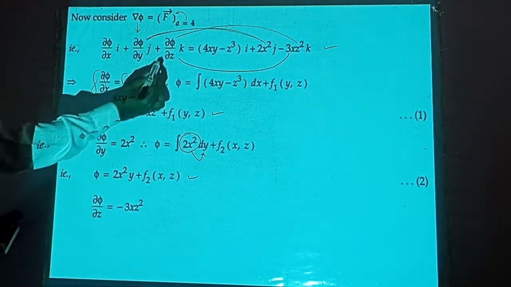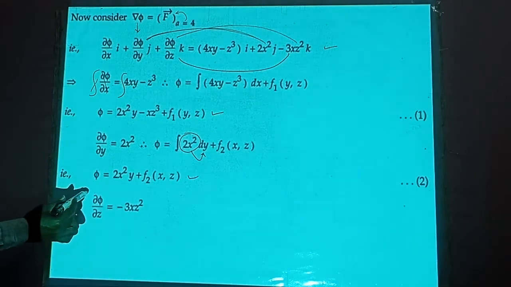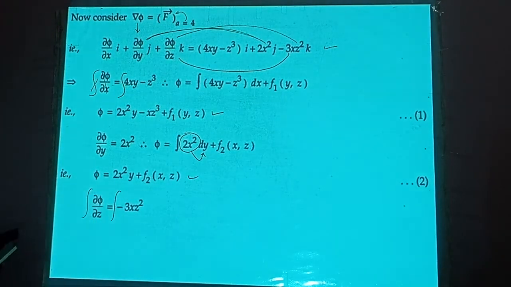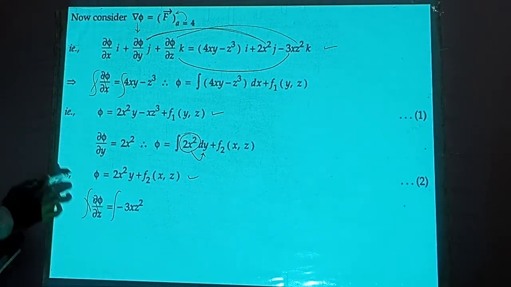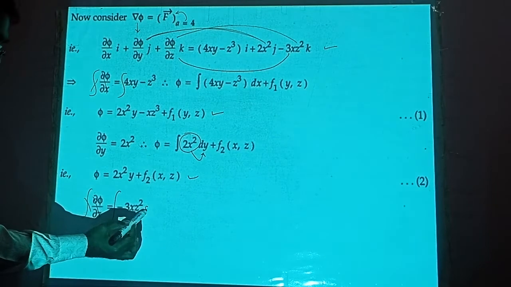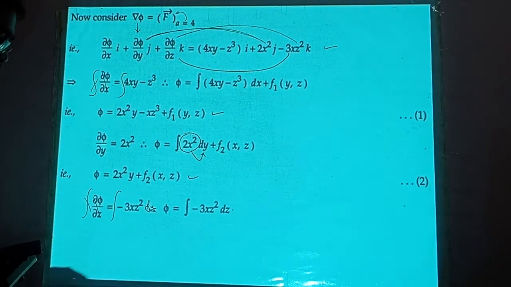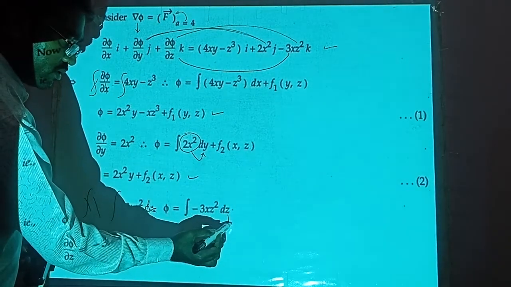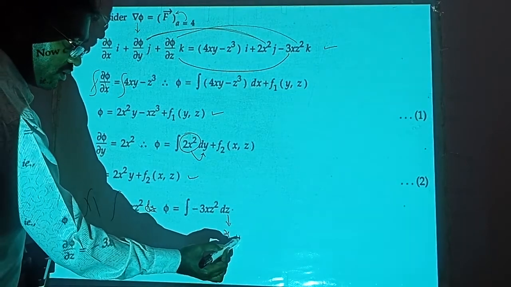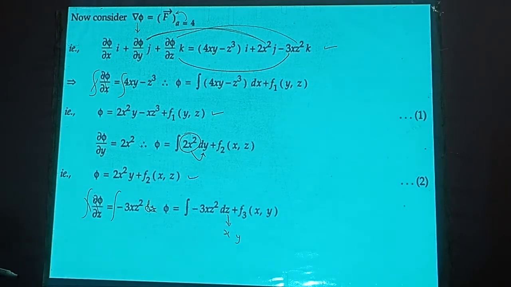Now let us equate the coefficients of k. Dou phi by dou z is equal to minus 3xz square. If you integrate, the differential coefficient and the integral will get cancelled. With respect to z, we are integrating. Phi is equal to integral of this with respect to z plus integration constant. What are all constants here? x and y. So take the integration constant as f3 of xy.